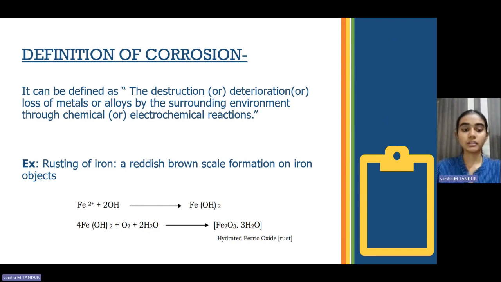First, the iron ions react with two molecules of hydroxide ions, which gives ferrous hydroxide. Further, the ferrous hydroxide reacts with oxygen and two molecules of water in order to give a rusting complex, that is hydrated ferric oxide.